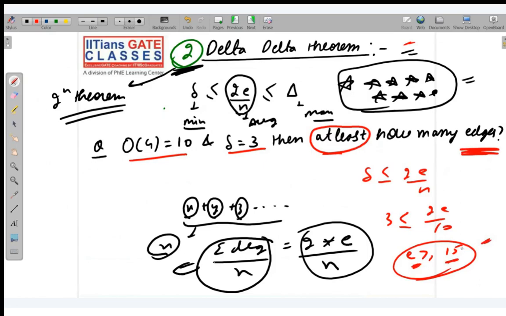Are you getting it? This is the beauty of mathematics. I have not given you a graph, I am just predicting something. Order of G and delta are given, so the minimum degree and the number of vertices are given, and they are asking how many edges. I have not drawn a graph, yet you are predicting that whatever graph you make, it will for sure have at least 15 edges. Less than 15 is never possible.